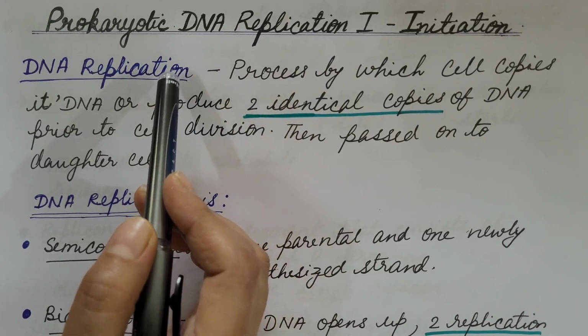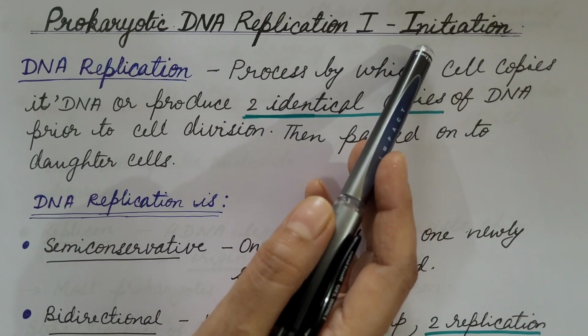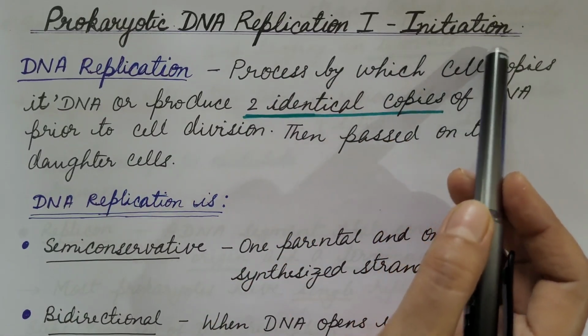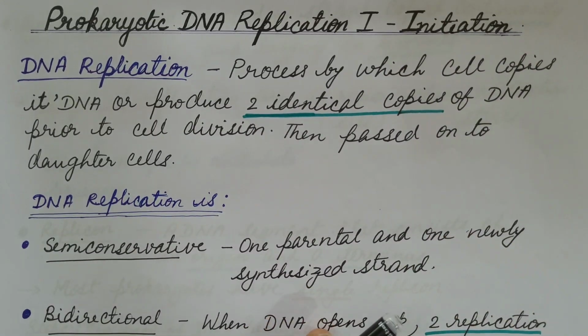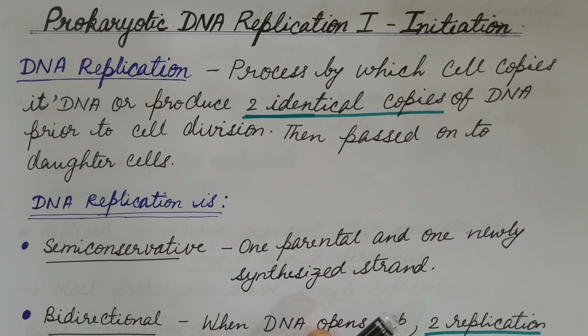We know that there are three events involved in DNA replication: initiation, elongation and termination. Here we will discuss initiation. So before starting this, let us summarize what we have already discussed.